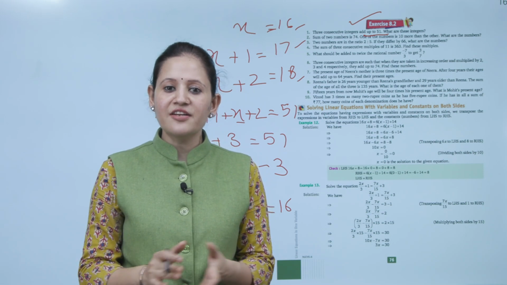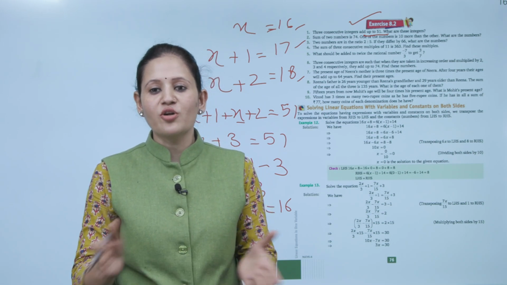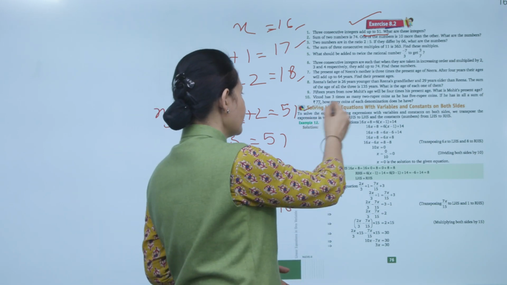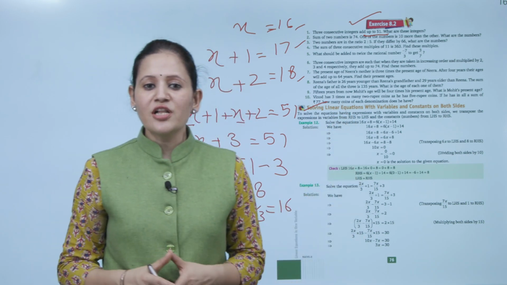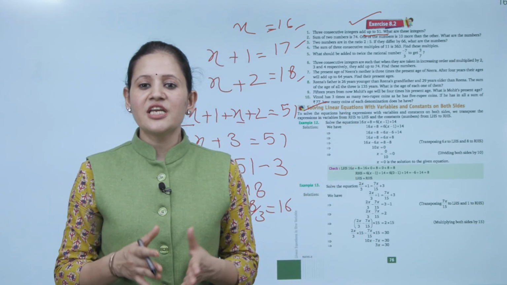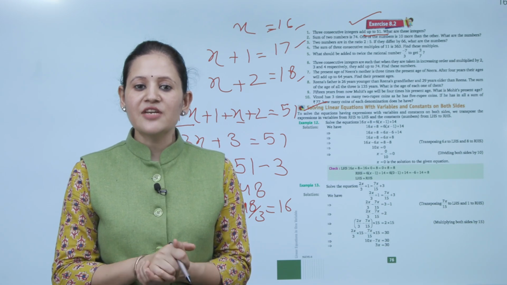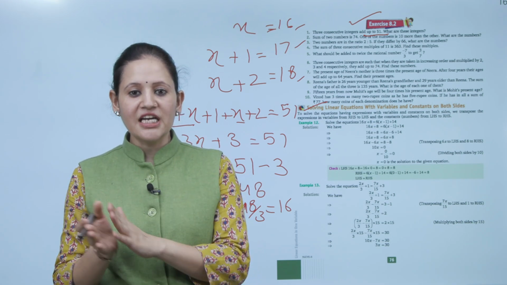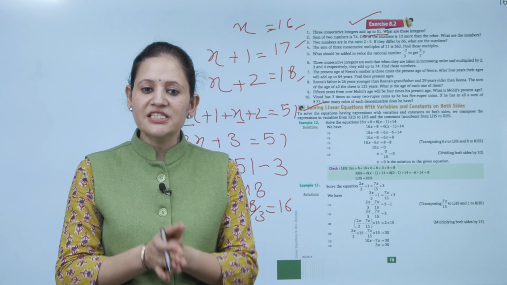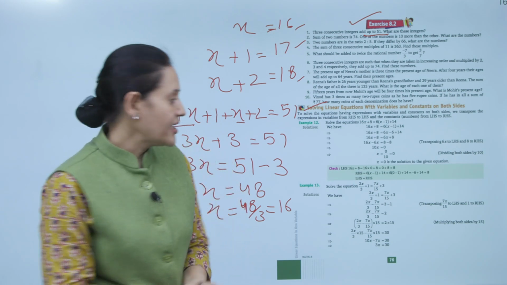Next is solving linear equation with variable and constant on both sides. To solve the equation having expression with variable and constant on both sides, we transpose the expression in variable from right hand side to left hand side and the constant from left hand side to right hand side. Example लेते हैं.